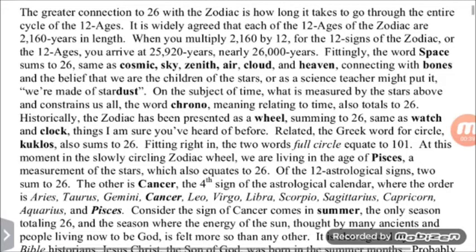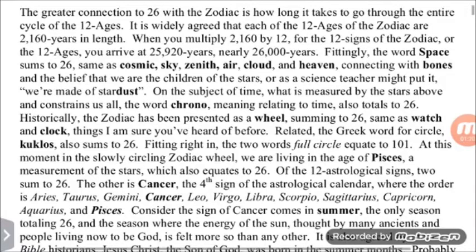Fittingly, the word space sums to 26, same as cosmic, sky, zenith, air, cloud, and heaven, connecting with bones and the belief that we are the children of the stars. Or, as a science teacher might put it, we're made of stardust. On the subject of time, what is measured by the stars above and constrains us all, the word chrono, meaning relating to time, also totals to 26.